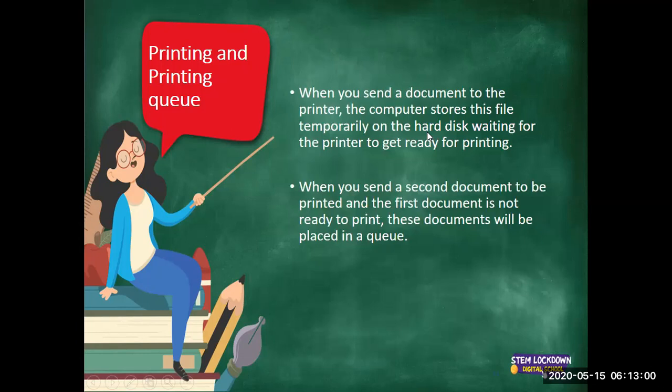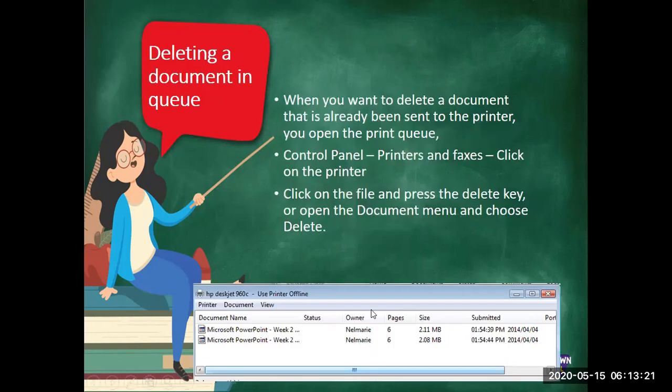Printing and the printing queue. When you send documents to the printer, the computer stores the file temporarily on the hard disk, waiting for the printer to get ready for it. This process is called spooling. When you send a second document to be printed and the first document is not yet printed, the second will be placed in the queue. That's spooling.